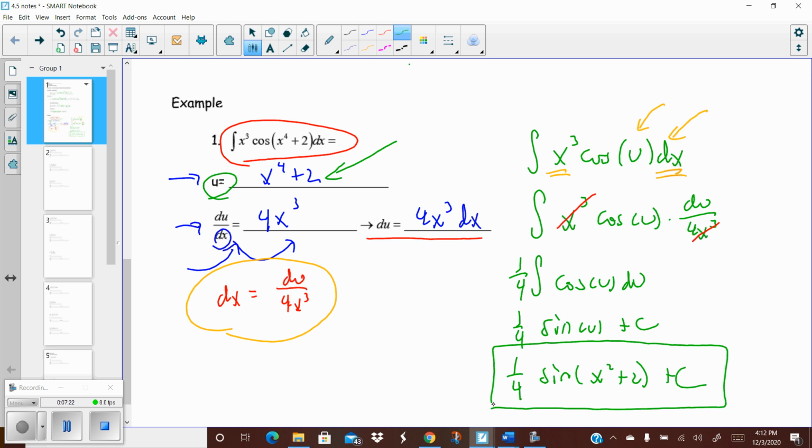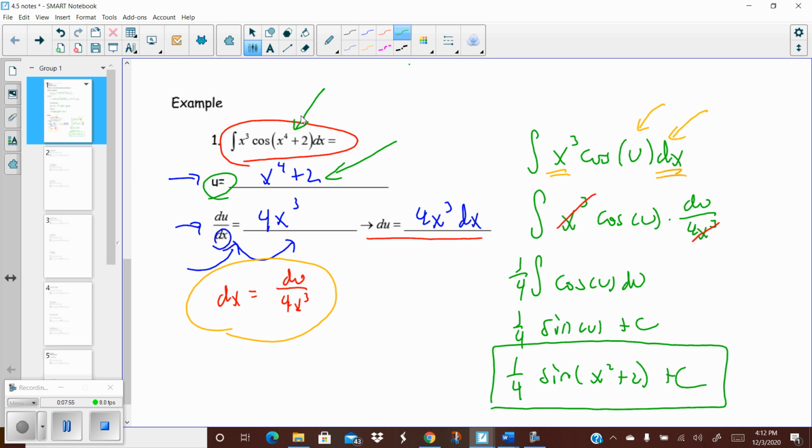So one question might be, well, how did I know to let that part right there be the u value? And that would be a good question to ask. Remember, what we are doing is we are undoing a chain rule, which is a composite function. So what you want to do is you want to look for the most composited piece. And I say the most composited piece because there can be multiple composited pieces. You want to look for that first. That's typically going to be your u value.